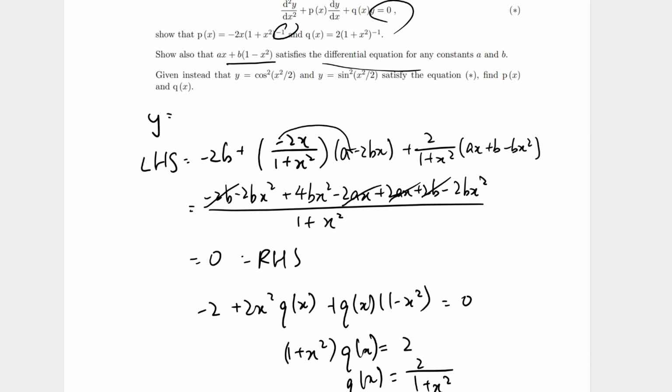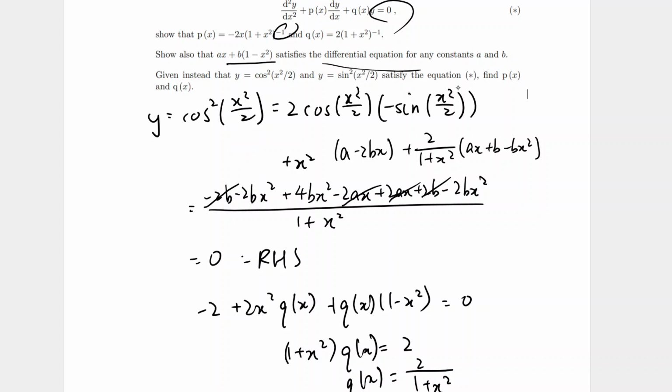Well, you have to use the chain rule twice. So make sure you do the chain rule properly. First, I do the 2 first, and then differentiate inside, which is minus sine of x squared over 2. And there's still one more inside, which is differentiating the x squared over 2, right? So we multiply that by x.